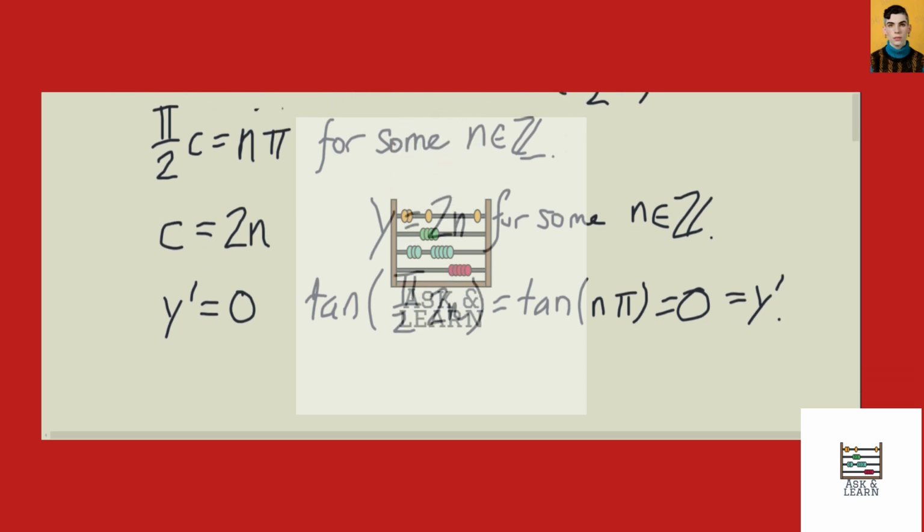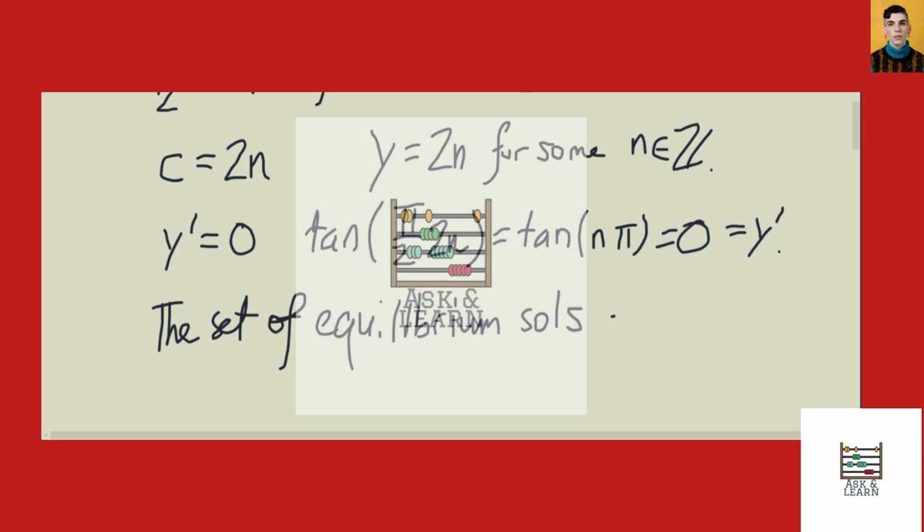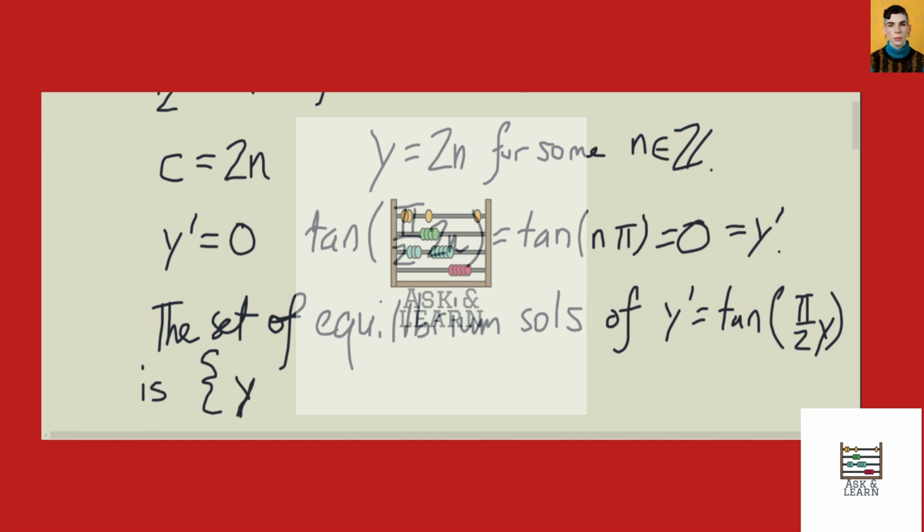So we see that the set of equilibrium solutions of y prime equals tangent of pi over 2 y is the set of all functions y equals 2n, where n is an element of the integers.